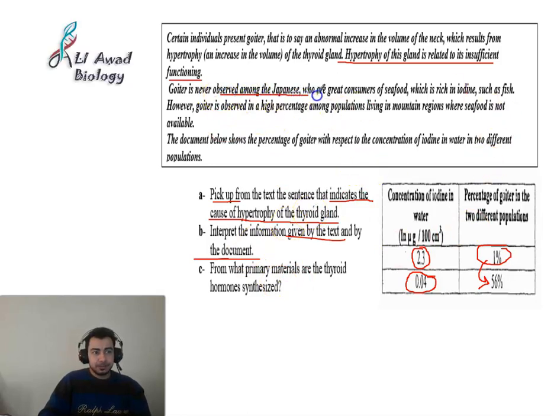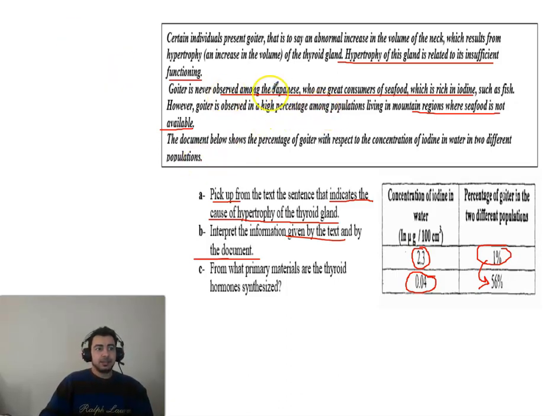Japanese people, who consume seafood rich in iodine, don't have goiter. However, people in mountain regions that don't eat iodine have goiter. So the variable factor is iodine here. Japanese people who are great consumers of seafood rich in iodine don't show goiter. However, people of mountain that don't eat food rich in iodine show goiter.